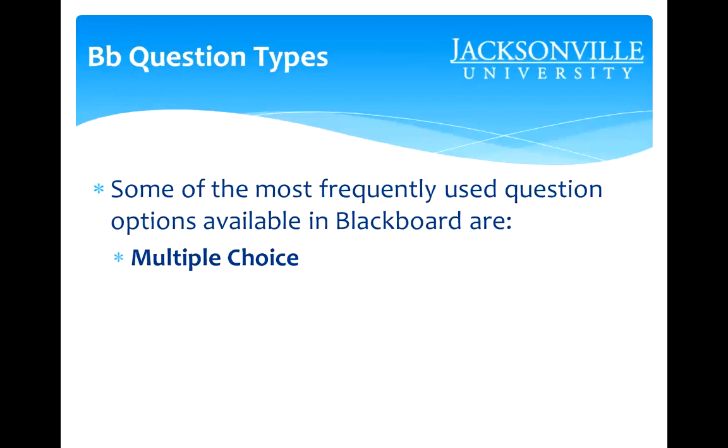So in multiple choice, when an instructor creates a multiple choice question, users indicate the correct answer by selecting a radio button. And remember that the number of possible answers must be between 4 and 20. You can also use the true or false type of question. When an instructor creates a true or false question, students will indicate their answer by selecting the radio button that corresponds with either true or false.